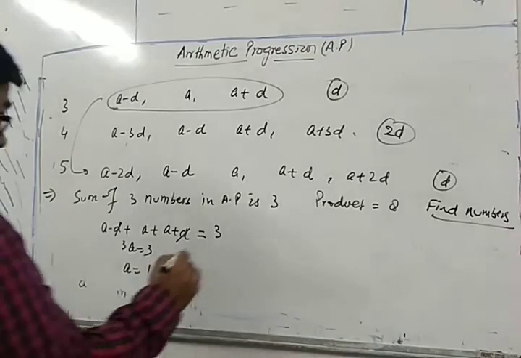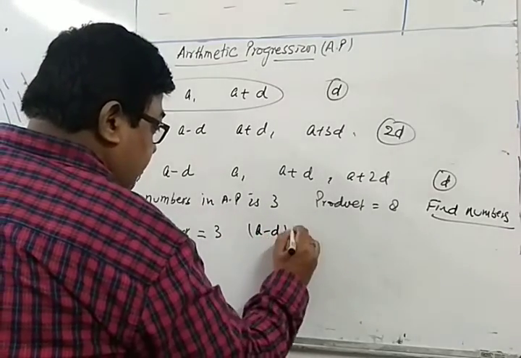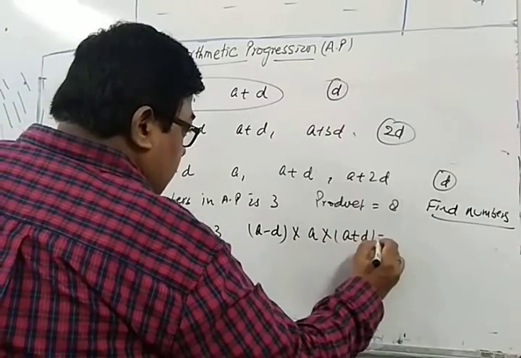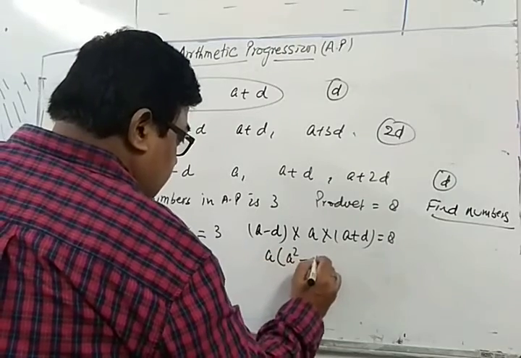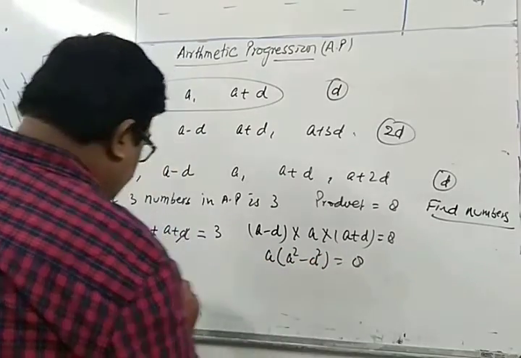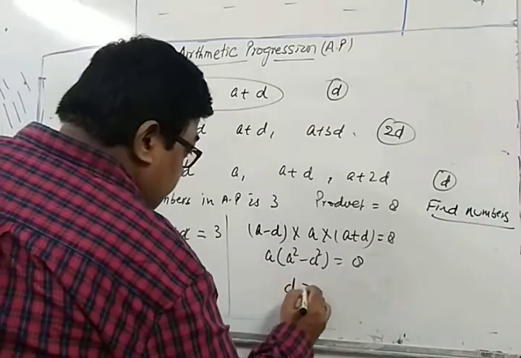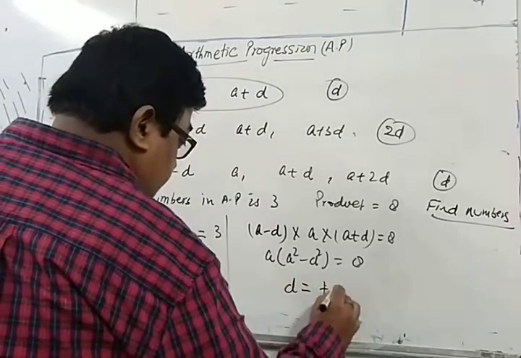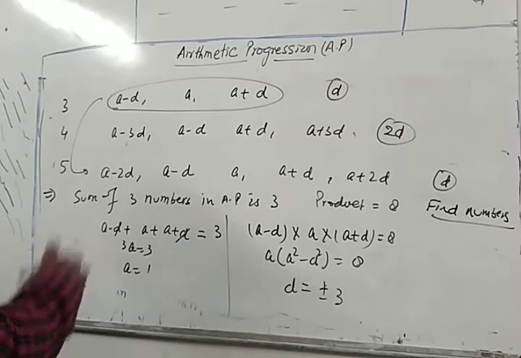After that, the second condition, the product. That means (a minus d) into (a plus d) is equal to 8, which means a square minus d square. Putting the value of a, which we already have as 1, we will get the value of d, which is plus minus 3. So now a is 1, d is plus minus 3.